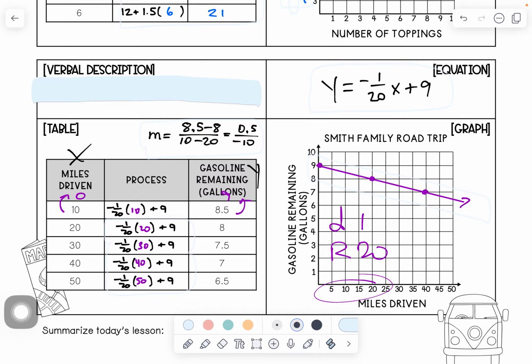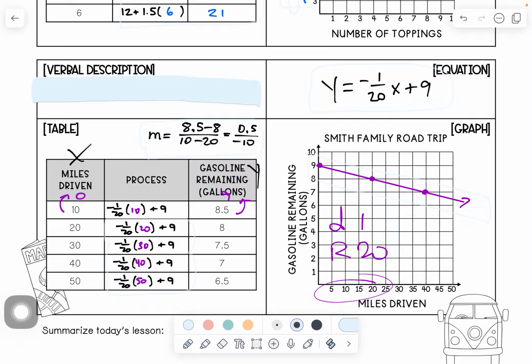And again, if you're looking for that slope, you could have just used the slope formula there, right? Just another way to get the same answer. So 8.5 minus 8, and then 10 minus 20. And that would give me my slope for my equation. Probably a messy decimal. That's why I like doing the graph first, because it's a little bit easier to count slope on a graph.